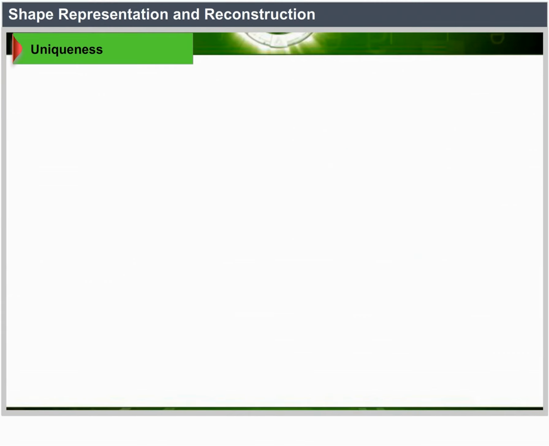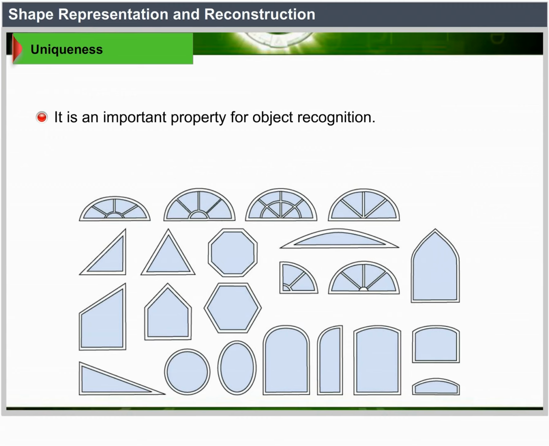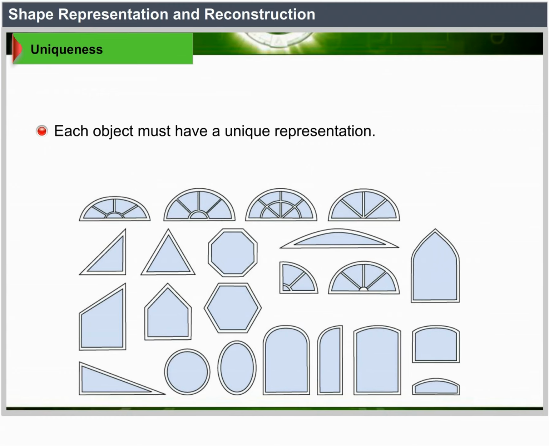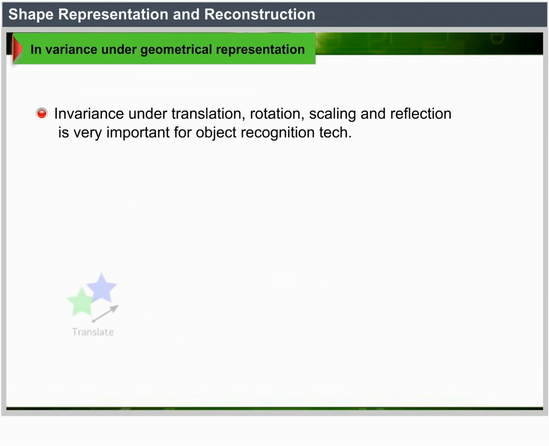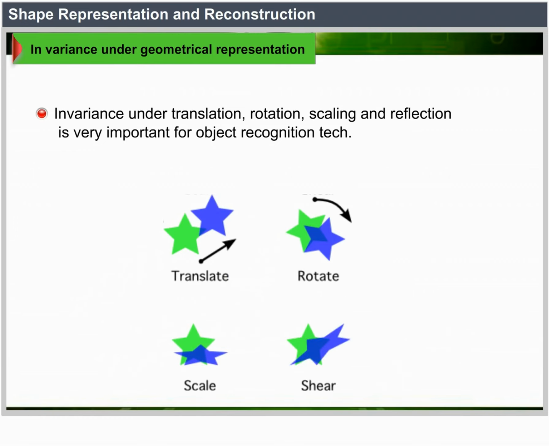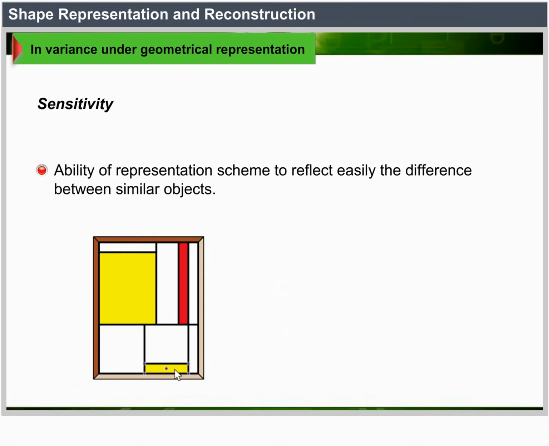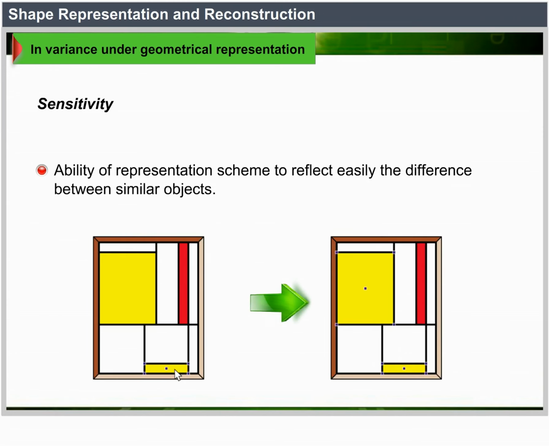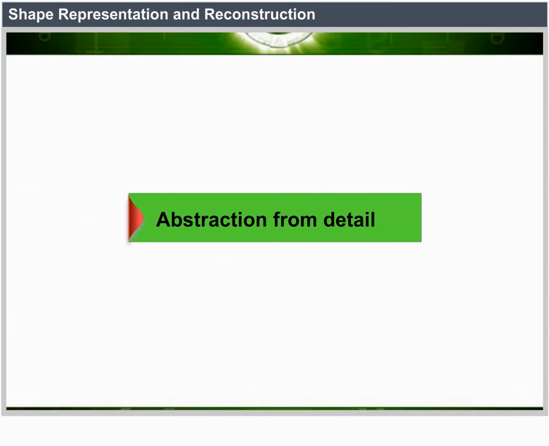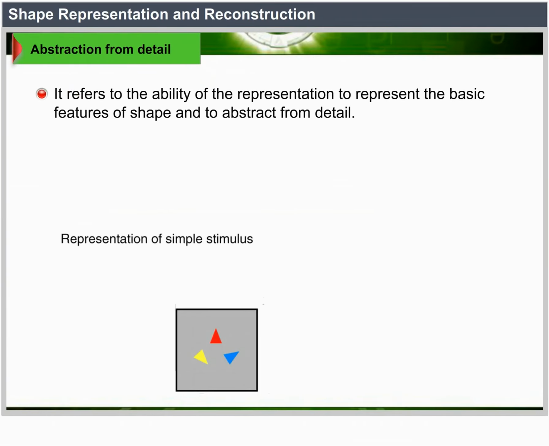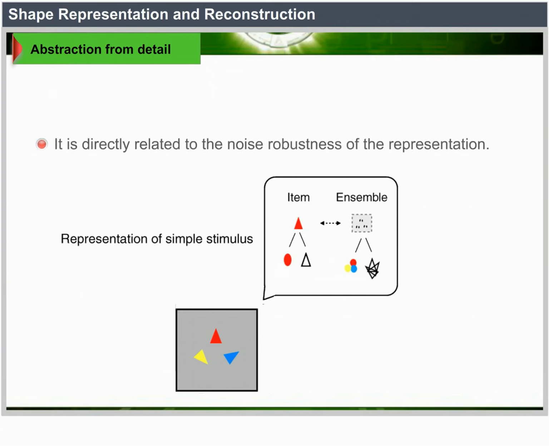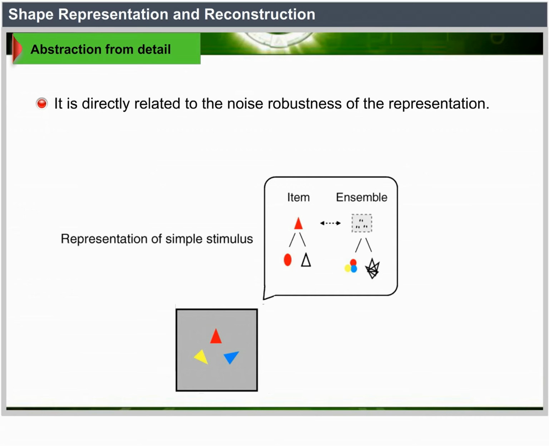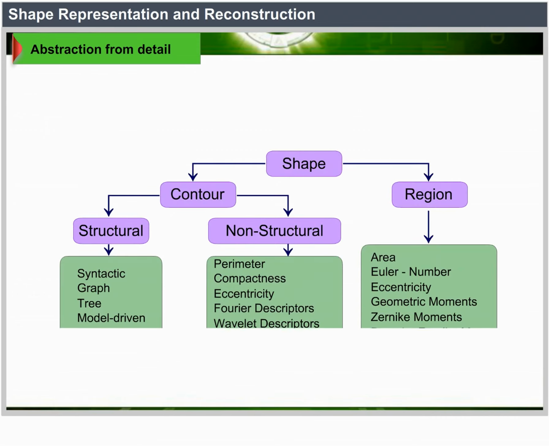Uniqueness. It is an important property for object recognition. Each object must have a unique representation. Invariance under geometrical transformations. Invariance under translation, rotation, scaling, and reflection is very important to the object recognition techniques. Sensitivity. Ability of representation scheme to reflect easily the difference between similar objects. Abstraction from detail. It refers to the ability of the representation to represent the basic features of shape and to abstract from detail. It is directly related to the noise robustness of the representation. We can now see the shape representation flow diagram on the screen.